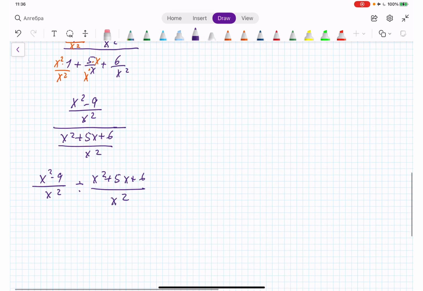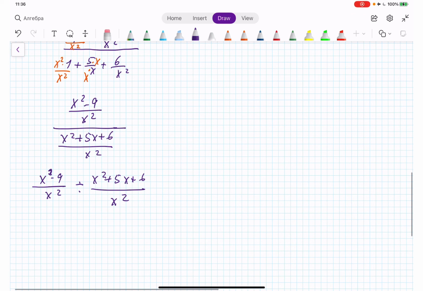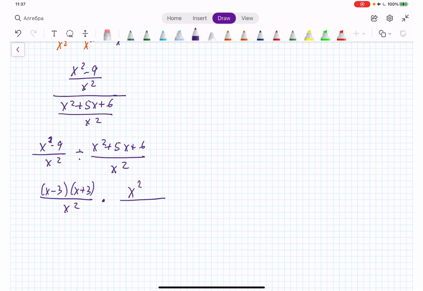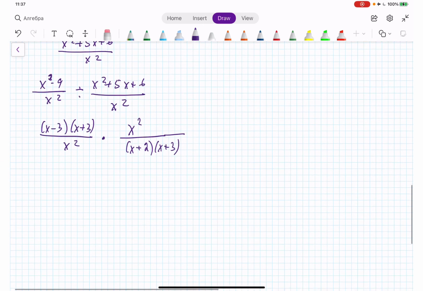Well, x squared minus 9 follows a squared minus b squared, difference of squares, which is going to be (x minus 3)(x plus 3), over x squared, multiplied, because I'm going to flip it. So x squared comes here over x squared plus 5x plus 6. I can FOIL it, right? (x plus 2)(x plus 3). I'll put the method of FOILing at the end of this video, so you can watch it if you don't remember or you don't know.